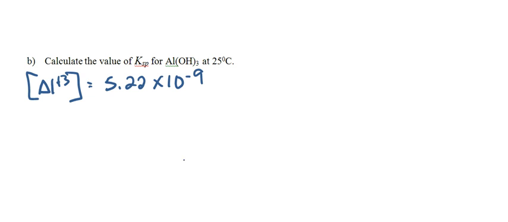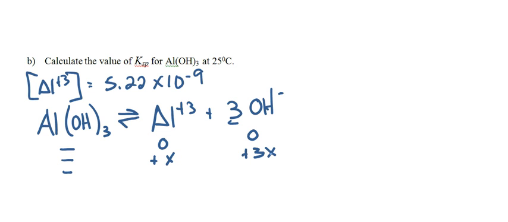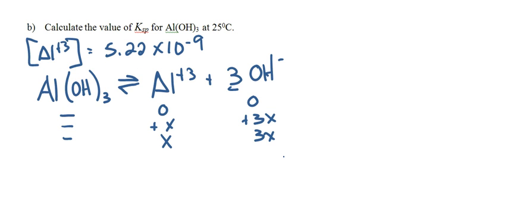So we have our aluminum hydroxide. Again, ICE chart, nothing there. Start off with zeros. We increase by x. We're increasing by 3x here. And we'll finish up with x and 3x. Now do realize that, yes, this 5.22 does equal x. So we have that. Now this is one way, and again, there are many ways of solving this problem.